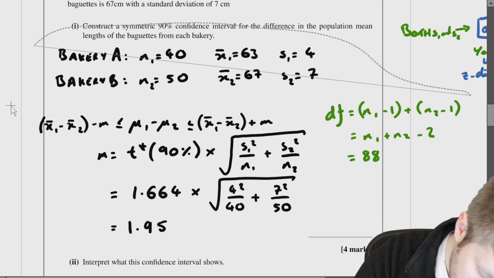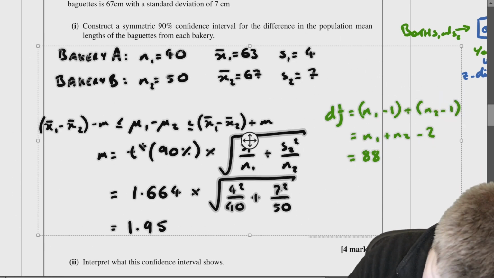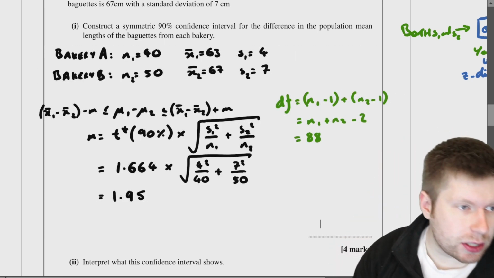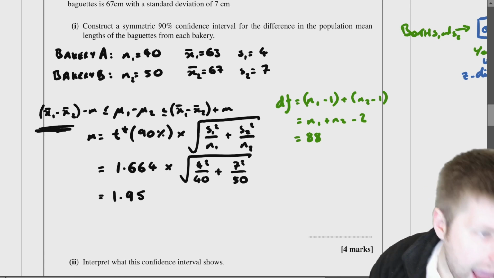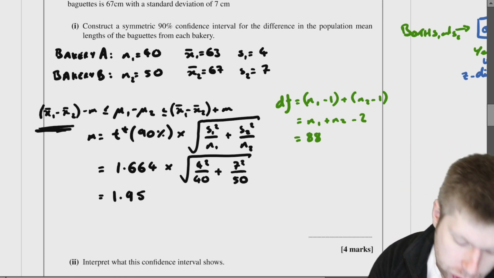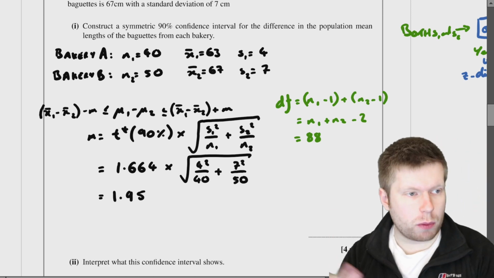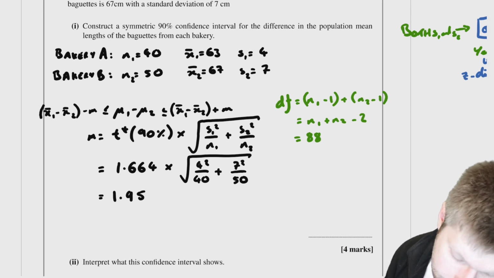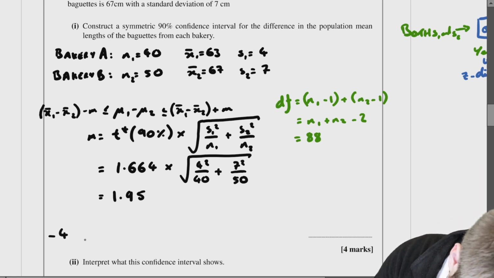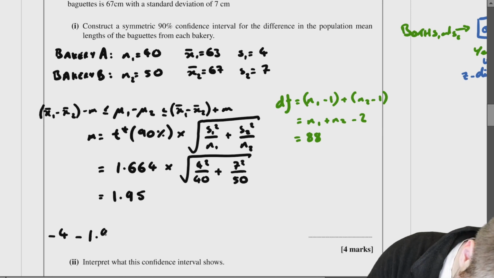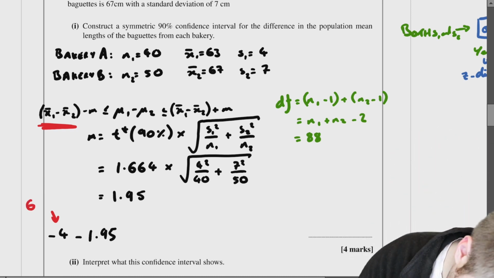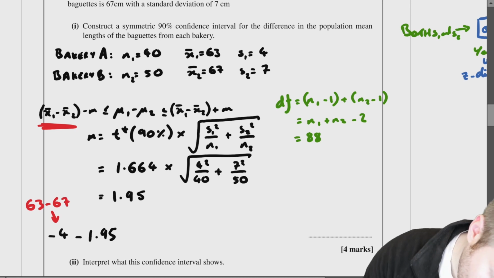I'm going to make this a little bit smaller, just so I've got more room to construct my confidence interval down here. So I need the difference in the sample means. Remember, the order matters. I'm doing x1 bar take away x2 bar: the sample mean of bakery A take away the sample mean of bakery B. So it's 63 take away 67, which is -4, and I need to take away M, which is 1.95. That -4 came from x bar 1 take away x bar 2, in other words 63 take away 67, so the order matters here.